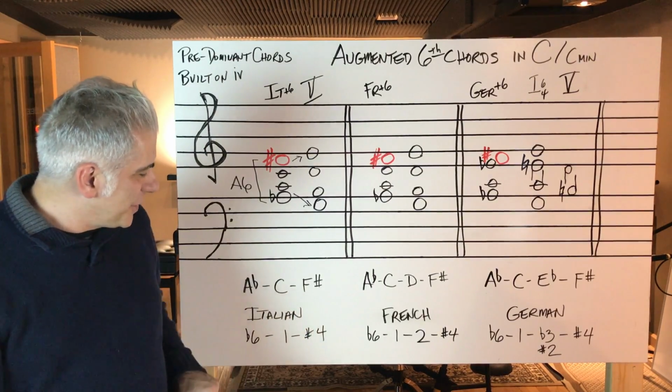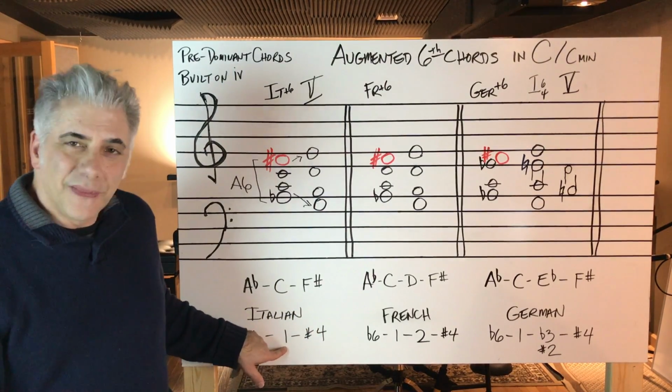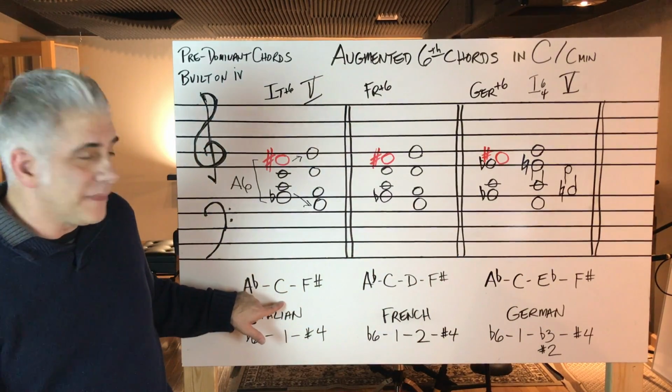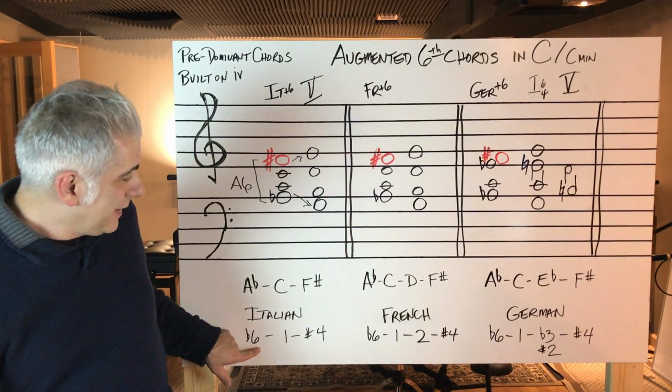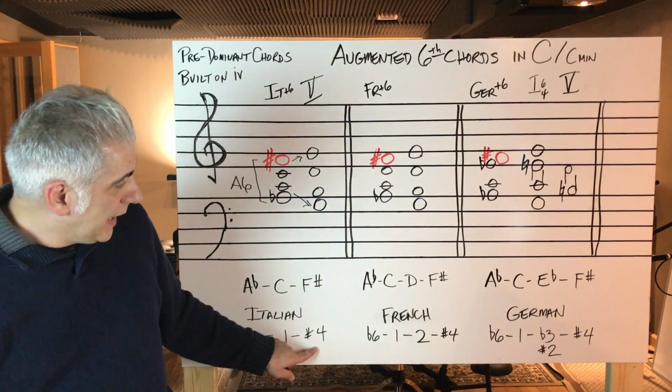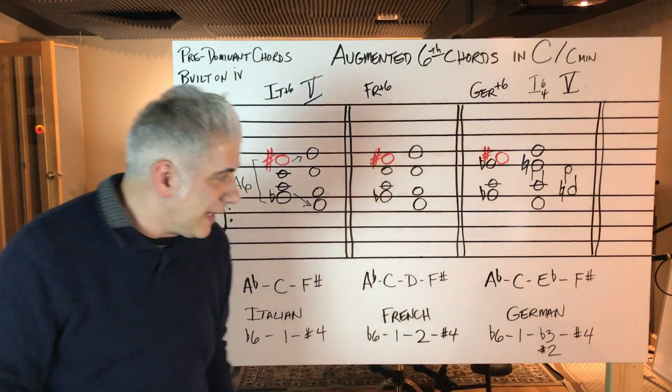So what you want to do is just remember that all 3 of your 6 chords contain the tonic in them. That's one of the notes. They all contain the flat 6th of the key, the A flat, and they all contain the sharp 4 in the key, which is F sharp.